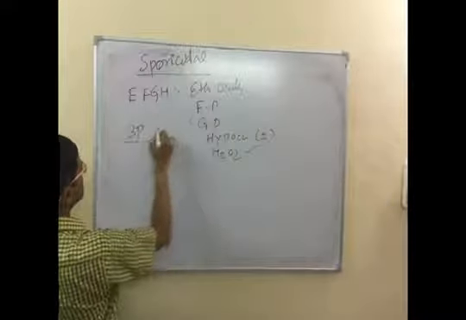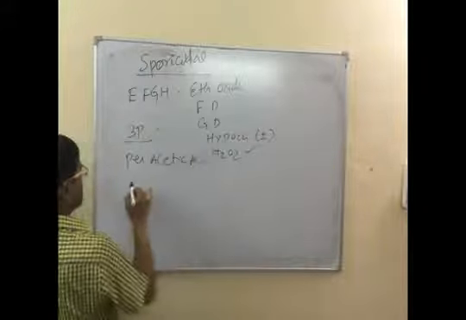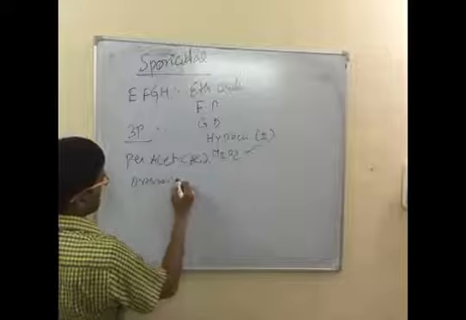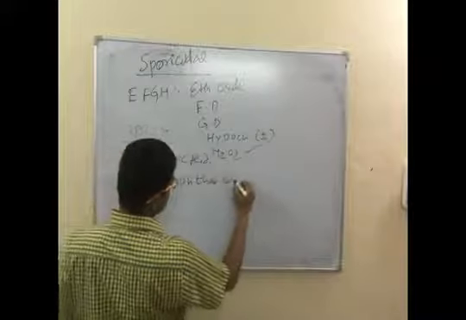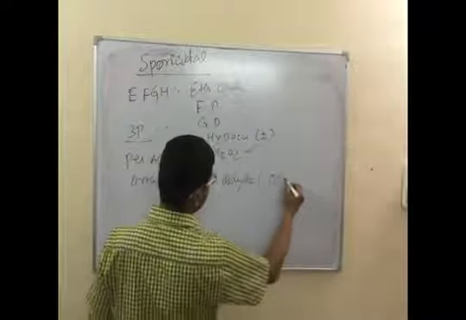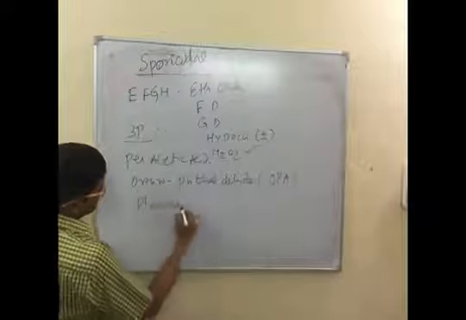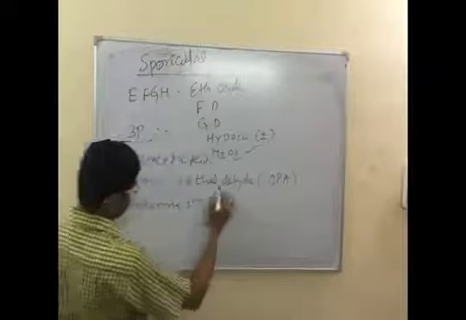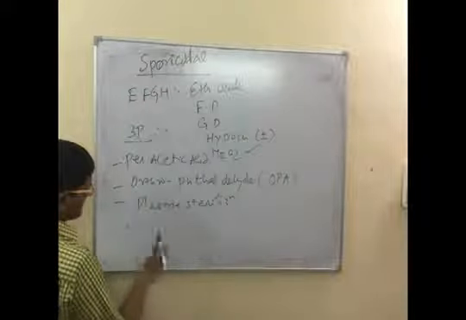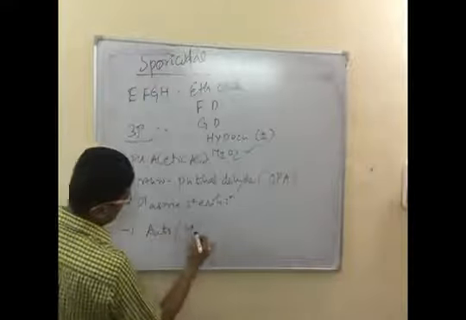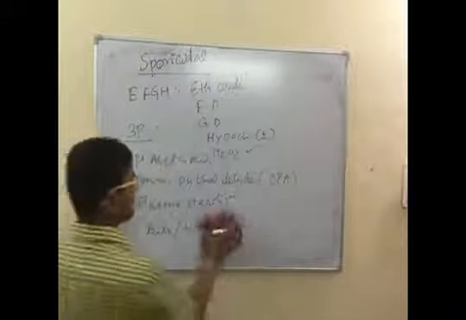Apart from that, 3P stands for peracetic acid, then ortho-phthalaldehyde, which is commonly abbreviated as OPA, and plasma sterilization. Apart from that, of course, the physical methods like autoclave and hot air oven also can kill the spores. So these are the various methods that can destroy the spores.